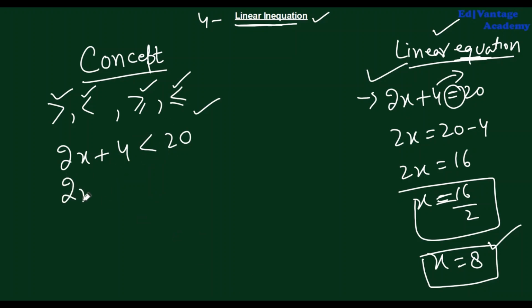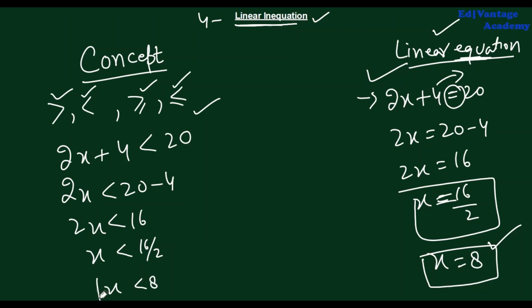So if I solve it, I'll use the same method. 4 goes to the other side, it becomes minus 4. 2x is less than 16, that means x is less than 16 by 2, so x is less than 8. You can see the difference between an inequation answer and an equation answer. An inequation answer is not the exact value for x. It gives us a range of values, a set of answers.